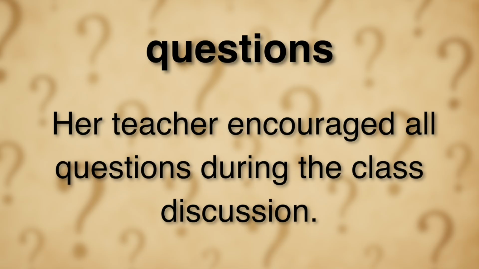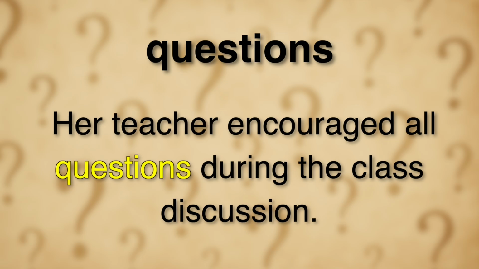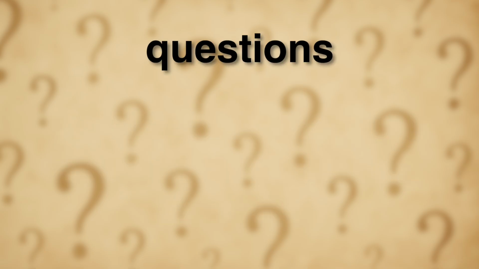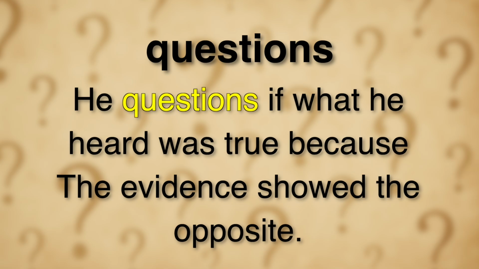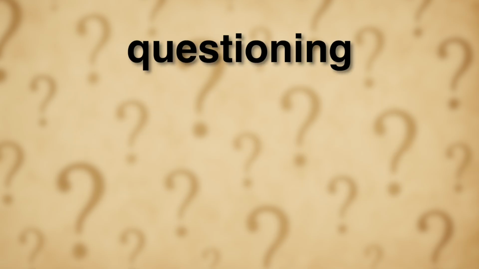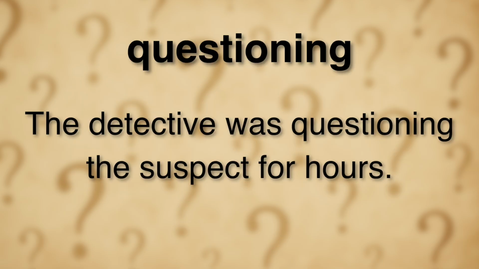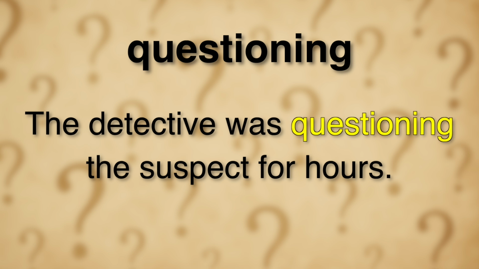Questions. Her teacher encouraged all questions during the class discussion. Here, questions is the plural of question, meaning more than one. Questions. He questions if what he heard was true because the evidence showed the opposite. Here, questions is in the third person singular present tense of the verb. Questioning. The detective was questioning the suspect for hours. Here, questioning is in the past progressive tense of the verb.